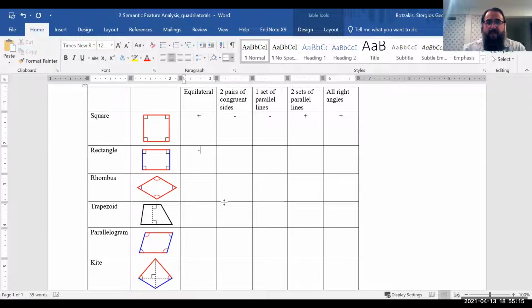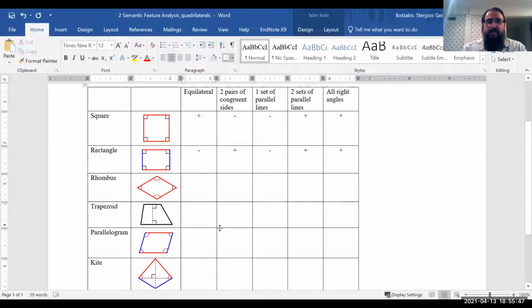Rectangle, equilateral? No. 2 pairs of congruent sides? Yes, because these sides and these sides are equal. This side and this side is equal. 1 set of parallel lines? No. 2 sets? Yes. All right angles? Yes. So this tells us, so far, the difference between a square and a rectangle is that a square is equilateral and a rectangle is not. And so technically, a square is a special kind of rectangle, but we won't get crazy.